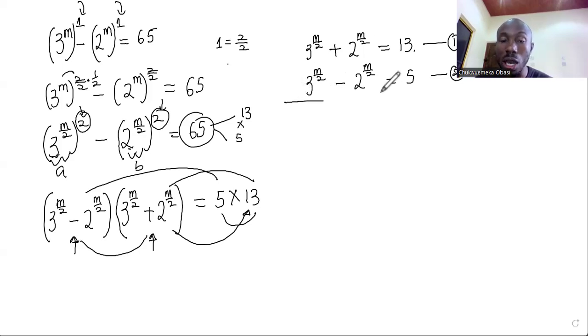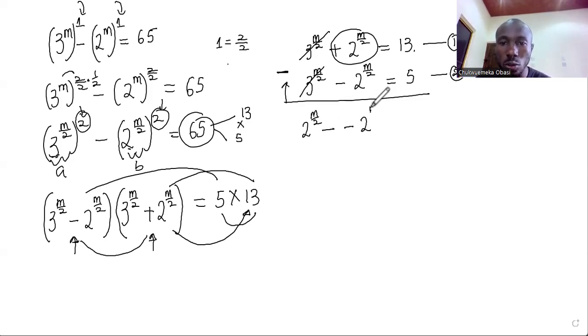So that means you can eliminate this quantity since it's a simultaneous equation. And if you observe, if I subtract equation 2 from equation 1, I eliminate these terms because this quantity minus this quantity will give us 0. And that is good. Now, the next thing is to do this quantity right here, which is 2^m/2 minus, and we have another minus again, minus 2^m/2. All that will be equal to 13 minus 5.